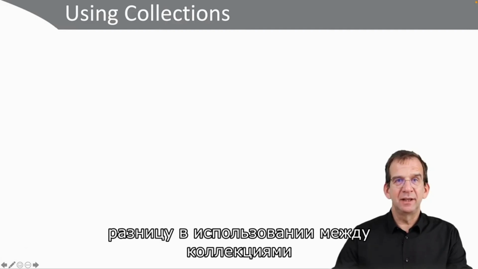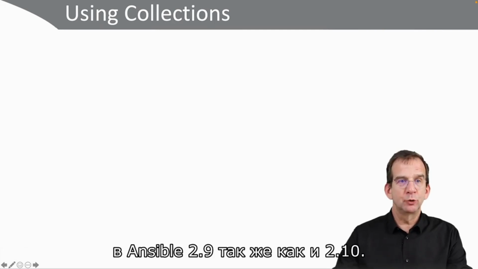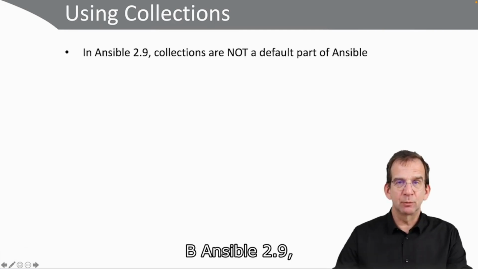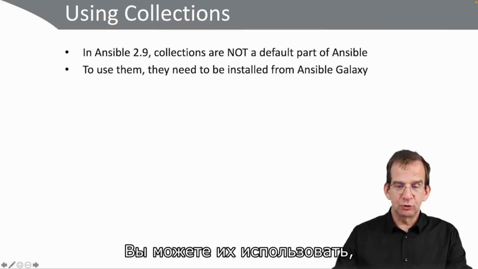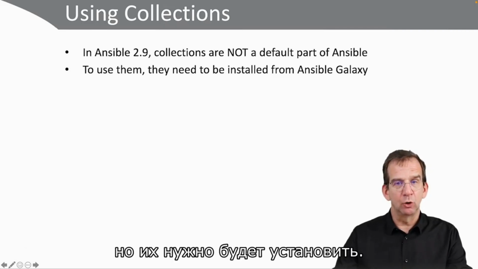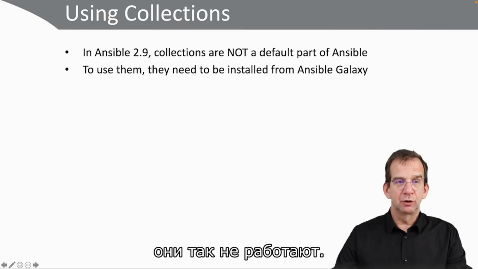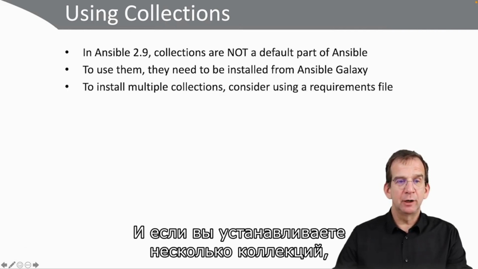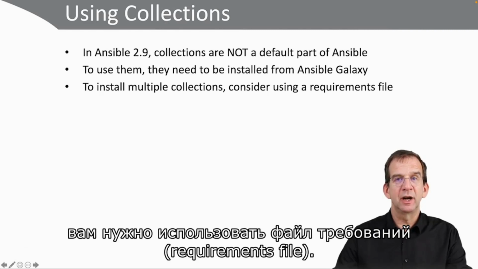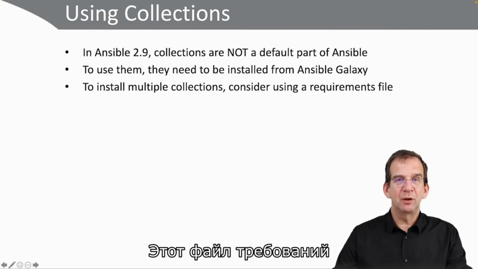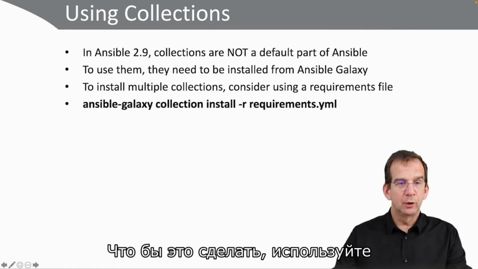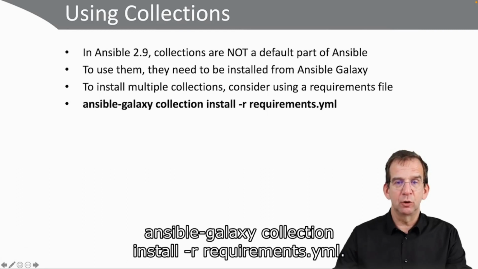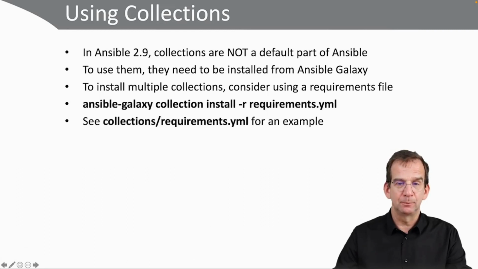Now let's try to understand the differences in the usage of collections and the things that you can do with them, for Ansible 2.9 as well as 2.10. In Ansible 2.9, collections are not a default part of Ansible. You can use them, but if you want to use them, they must be installed. If you don't install them, they're not there, so they're not working. If you are installing multiple collections, you should consider using a requirements file. A requirements file allows you to list all of the collections so that you can install them before actually starting to use them. In order to do so, use ansible-galaxy collection install -r requirements.yaml.